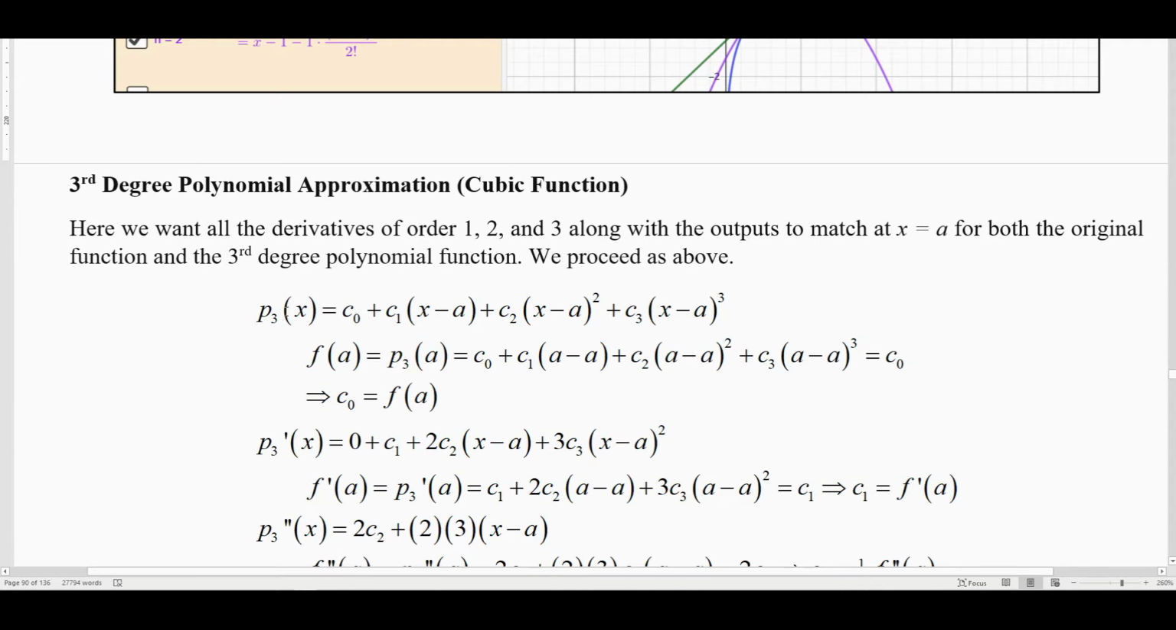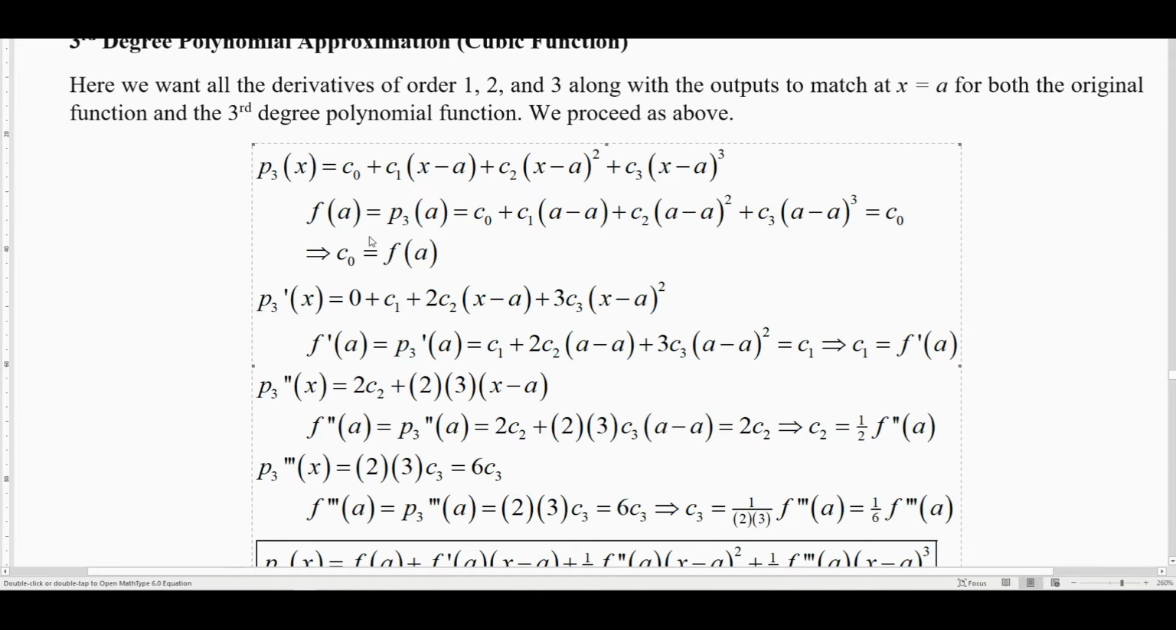So now our function looks like p sub 3 of x is c0 plus c1 times x minus a plus coefficient 2 times x minus a squared plus coefficient 3 times x minus a cubed. We want f of a to match, so when you plug in a, all these terms go away, and so c sub 0 once again is f of a. The first derivative: the derivative of the constant c0 is 0, you get c1, and this goes down once, so this becomes 2c2 times x minus a, and this becomes 3c3 times x minus a squared. Now plug in a in place of x, all this goes away except for the c1, so c1 is once again f prime of a, because you want the derivatives to be equal.